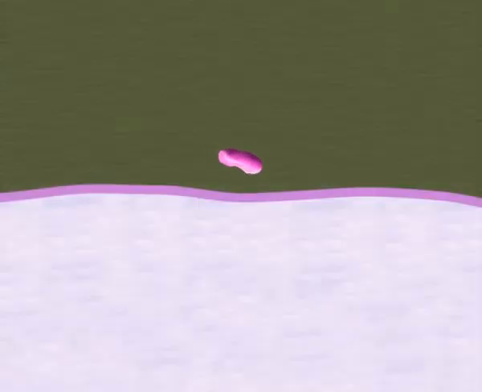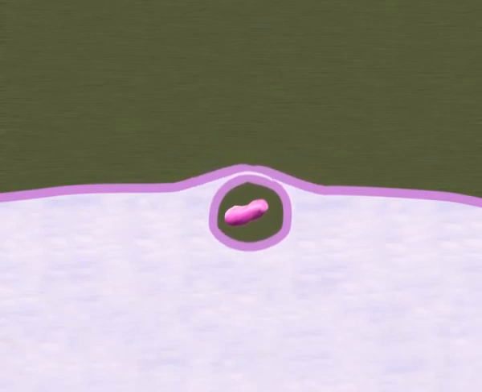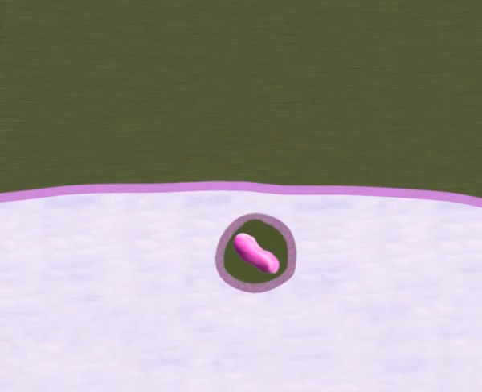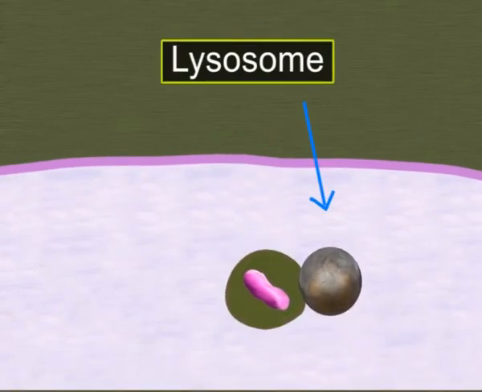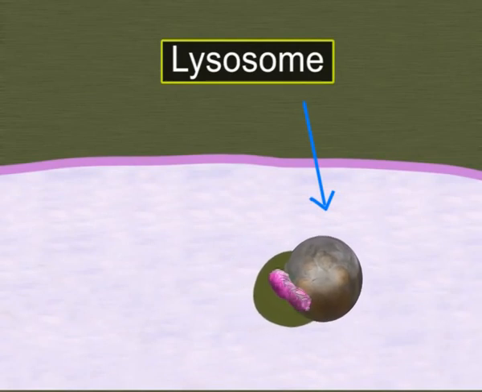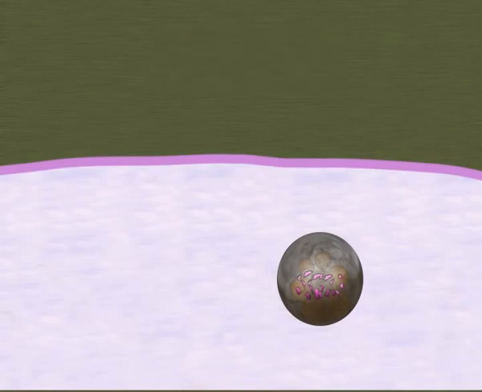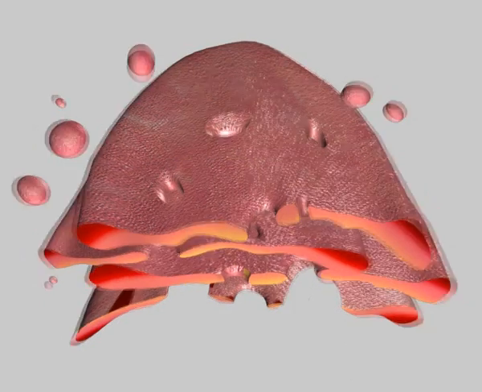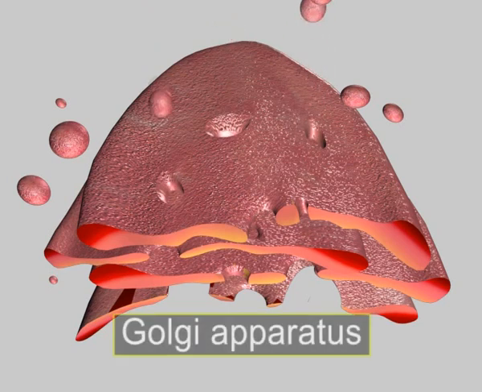To accomplish the tasks associated with digestion, the lysosomes use some different types of hydrolytic enzymes, all of which are manufactured in the endoplasmic reticulum and modified in the Golgi apparatus. Lysosomes are often pinched off from the membrane of the Golgi apparatus.